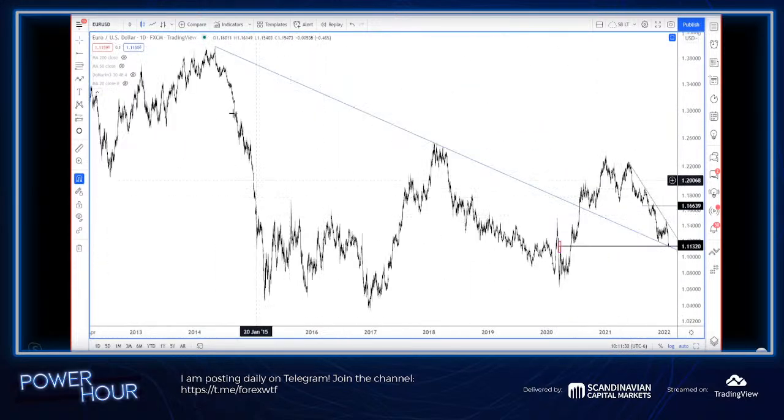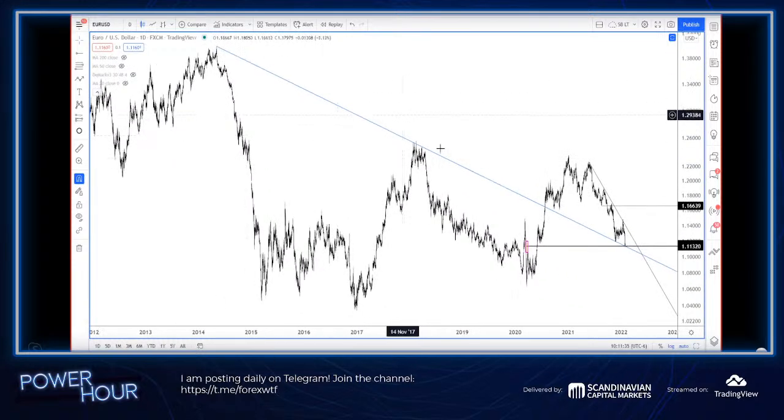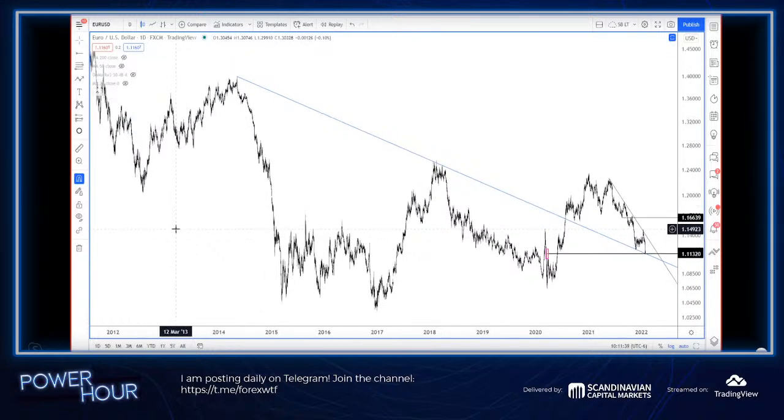Daily chart going back to the 2014 high. We've got that trend line. We're back on it. Okay, we are trading right now 111.60.